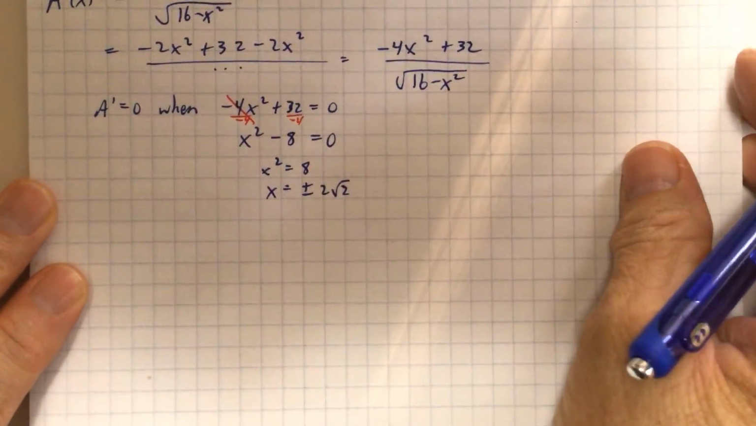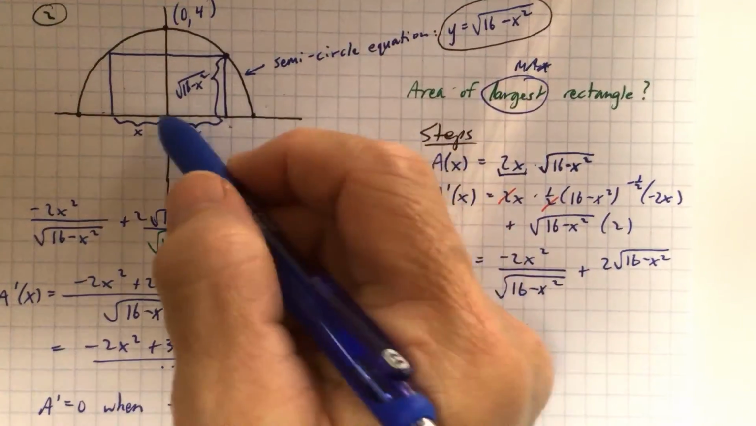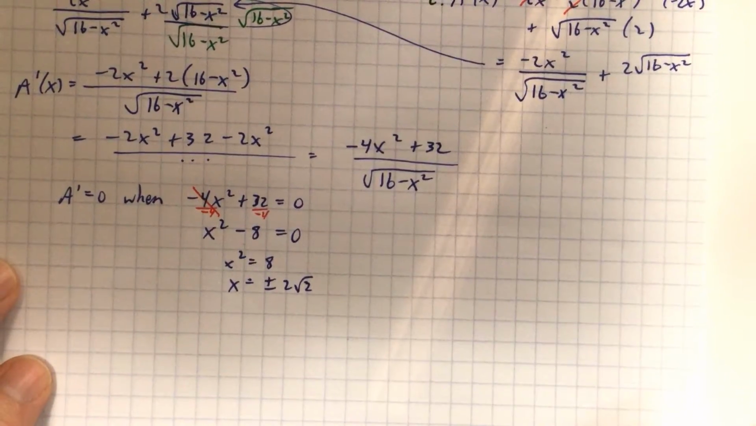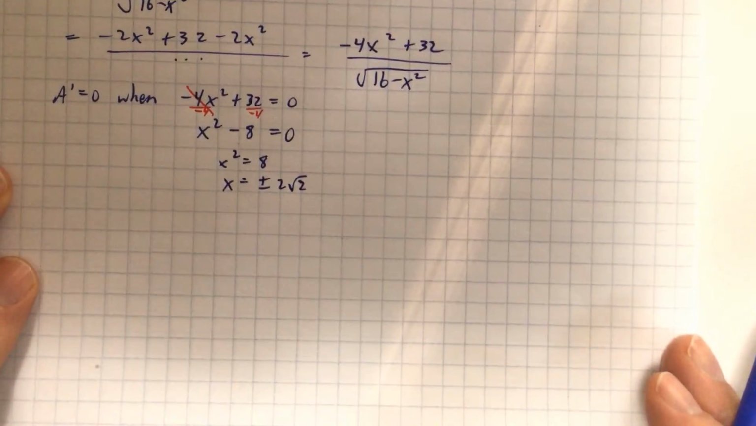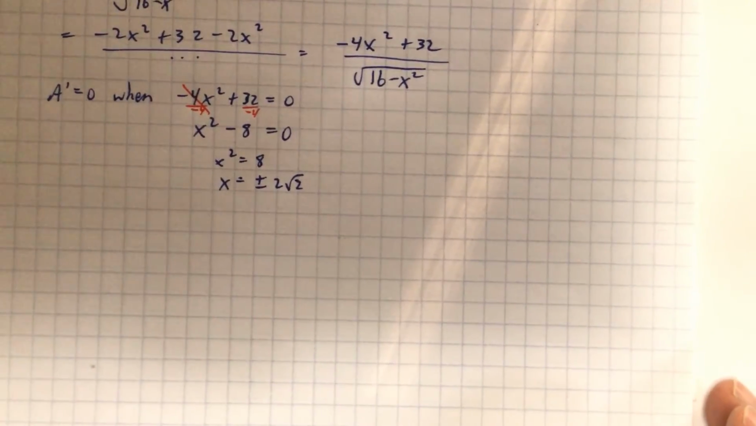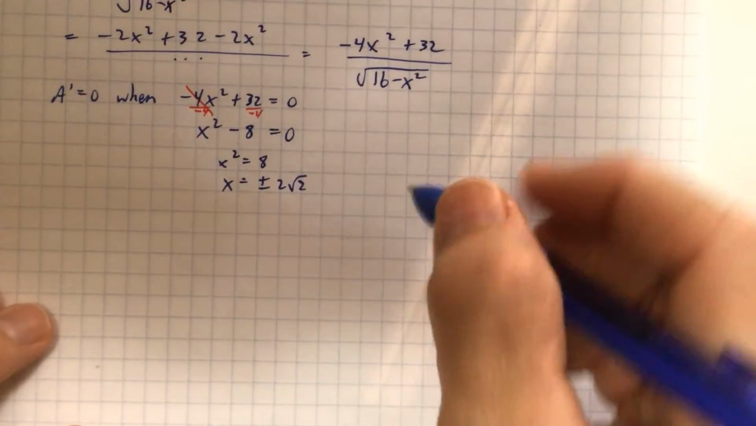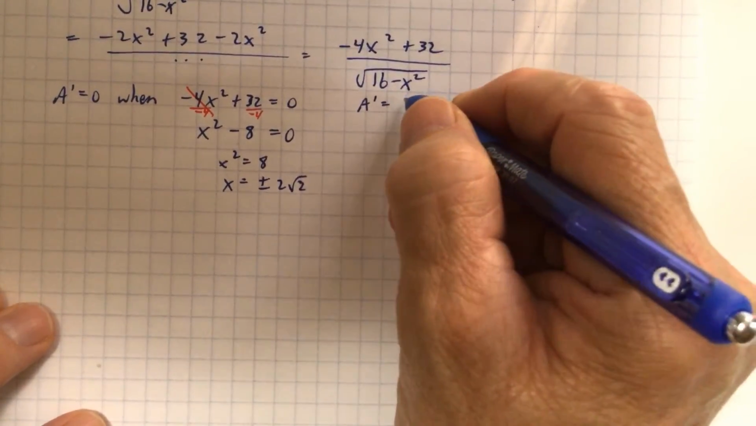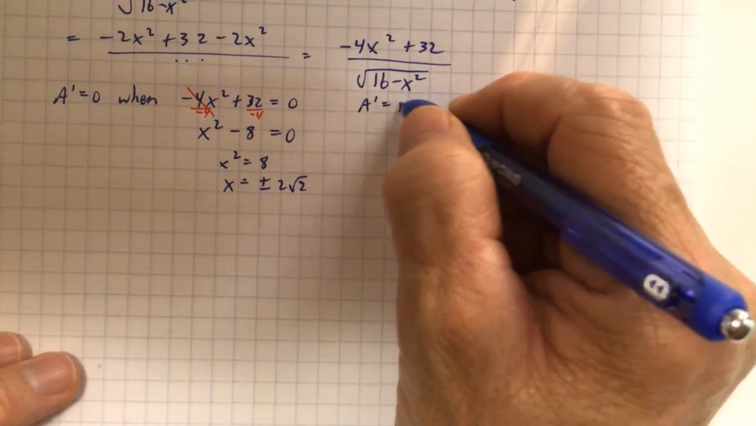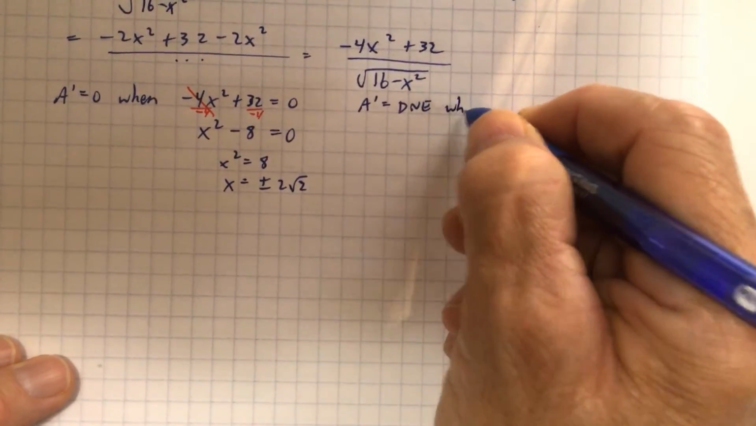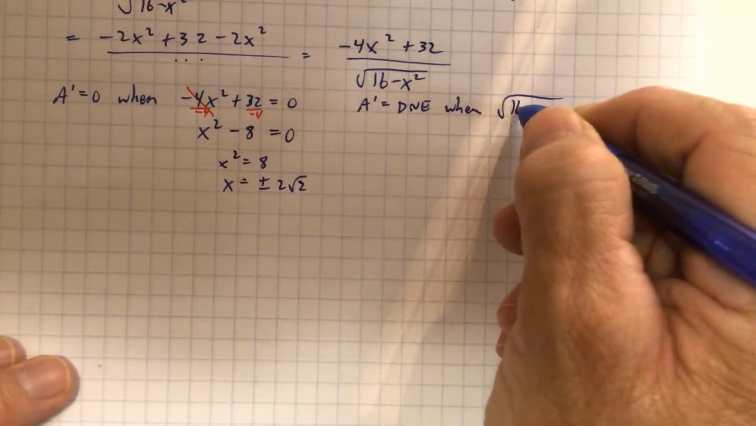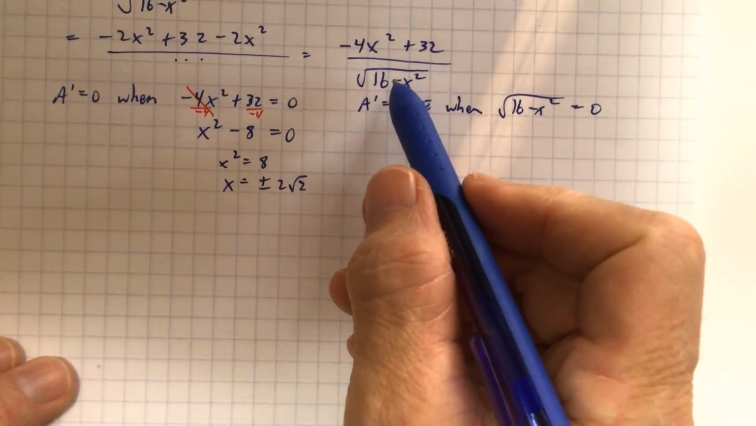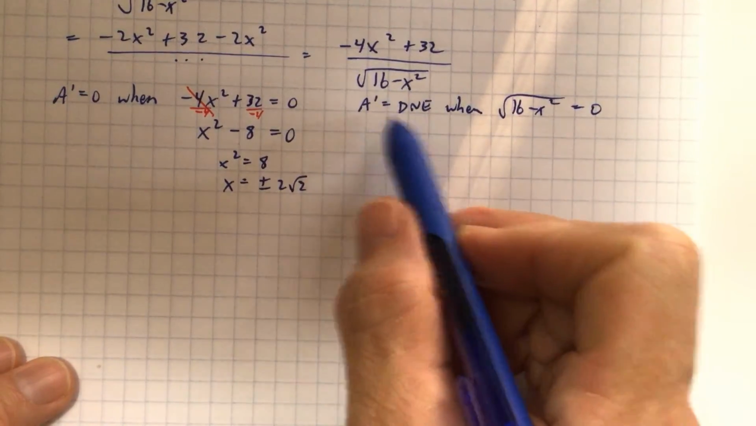So that's what x is. But we could see we already labeled x on the diagram as being a positive number. And so if x equals 2 times the square root of 2, we're trying to find the area of the largest rectangle. Well, okay, we're going to have to do our A prime test. But let's just continue to try to find our other critical points. A prime does not exist when radical 16 minus x squared equals 0. So when the denominator of the A prime is 0, A prime doesn't exist.